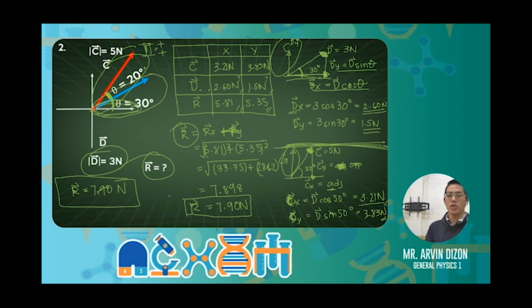Now, what will that look like? Again, please go back here. That would be 5.81, about 6 for example. Let's just label it. This is now your Rx. And 5.35, about the same size. So this will be our Ry, meaning this is now your resultant vector with a magnitude of 7.90 newtons.